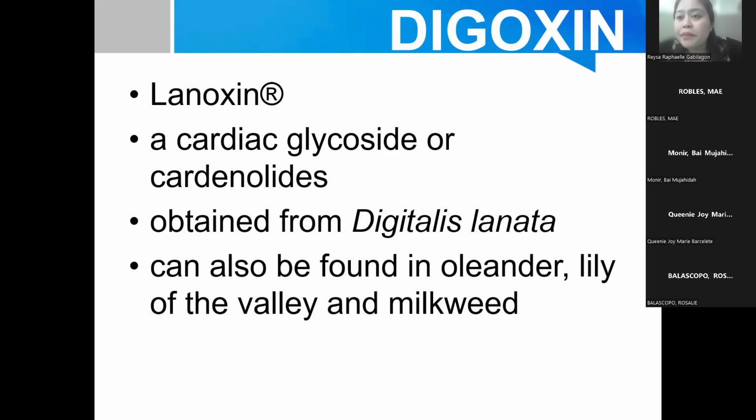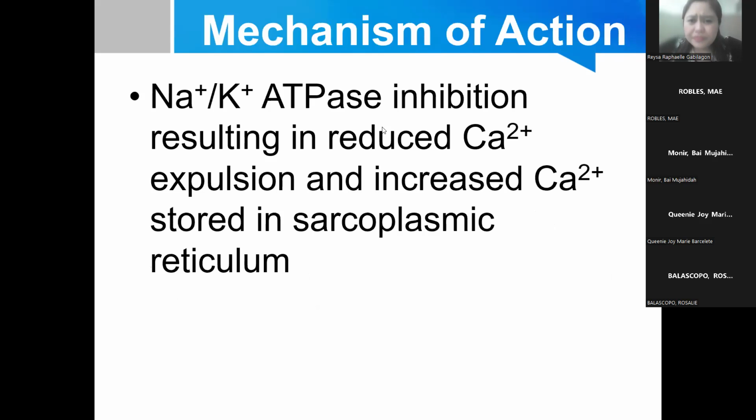When you say inotropic drugs, these are drugs that can increase the force of contraction of the heart. And one example of that is digoxin. But how can digoxin increase the force of contraction? That's through the inhibition of the sodium-potassium ATPase. So this is a pump wherein there is an exchange of sodium and potassium. 3 sodium will go out, 2 potassium will go in, and we inhibit that.